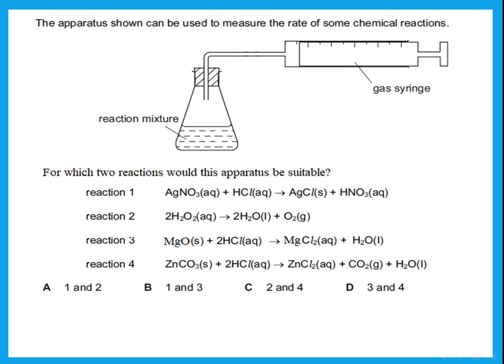Now remember, when do we use a gas syringe? To measure the volume. The volume of what? Of a gas. So we can use it only if the reaction gives out a gas. So you look for the reactions in which there is some sort of gas after the arrow. So the only ones that give out a gas are reaction 2 that gives oxygen and reaction 4 that gives carbon dioxide. So it is 2 and 4. Okay, only reactions that give out gases.